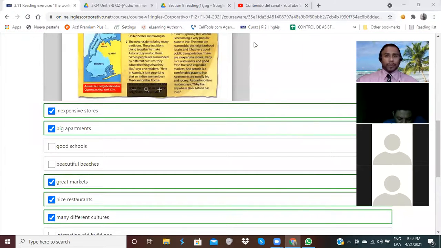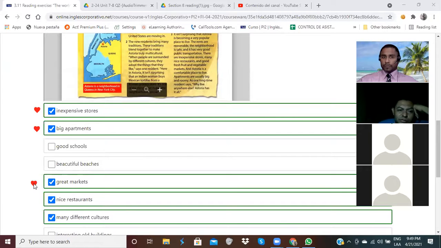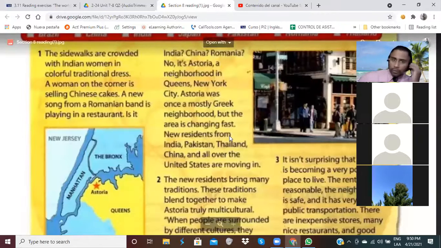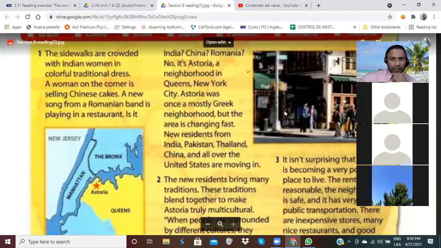All right, now we're going to look at the first one. So we have number one, inexpensive stores, big apartments, great markets. Yes, David, what is your question? Teacher, can you read all the image, please? Can I read the article? This image. You want me to read everything? Yes, please. Okay.